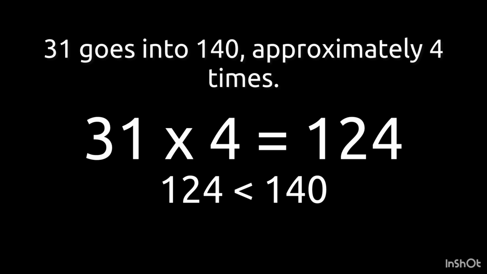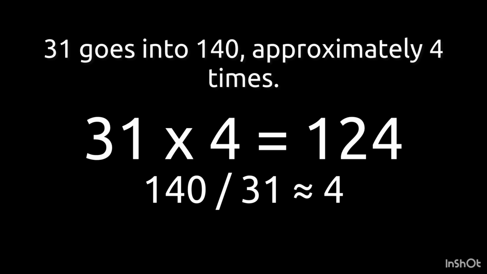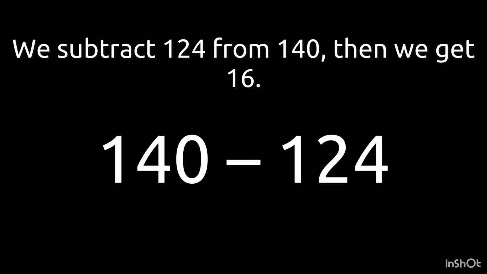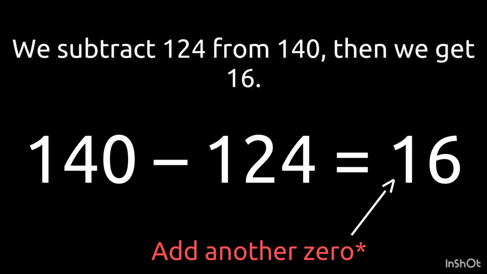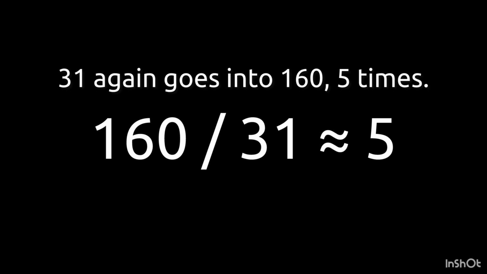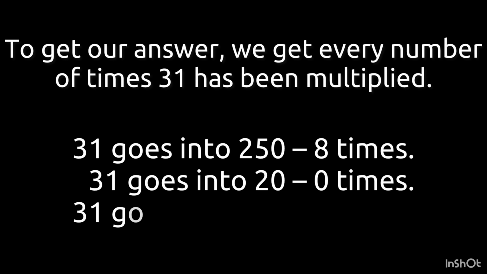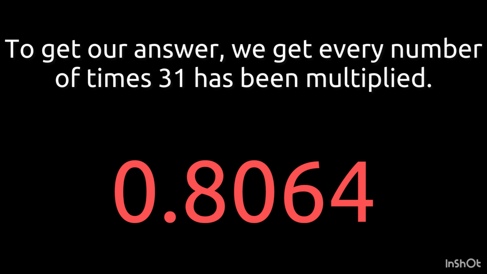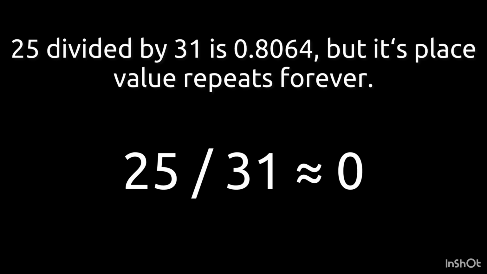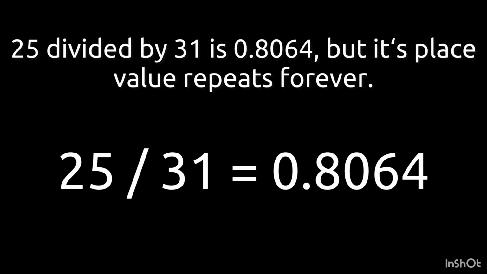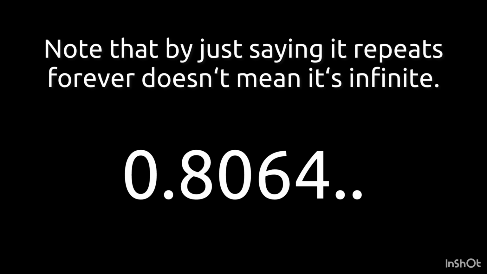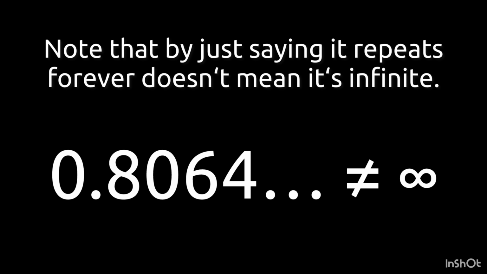We get 140. 31 goes into 140 approximately 4 times. We subtract 124 from 140, then we get 16. 31 again goes into 160, 5 times. 31 times 5 equals 155. And this continues so on. To get our answer, we take every number of times 31 has been multiplied. 25 divided by 31 is 0.8064, but its place value repeats forever. Note that saying it repeats forever doesn't mean it's infinite.